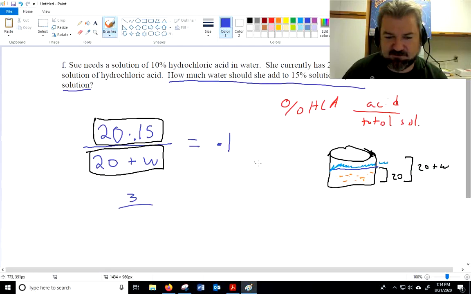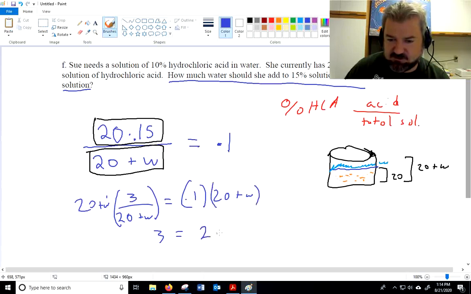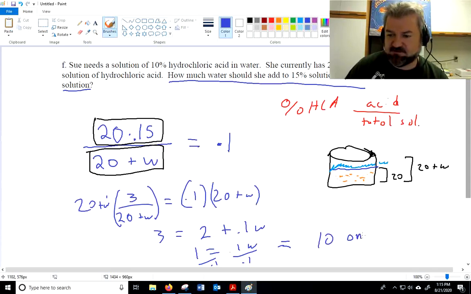All right. 3 over 20 plus W is equal to 0.1. I'll multiply both sides by 20 plus W. And I get 3 is equal to, I got to distribute this though, 2 plus 0.1 W. So 1 is equal to 0.1 W. Divide both sides by 0.1. And I get, what is that, 10? So we need to add 10 ounces of water.